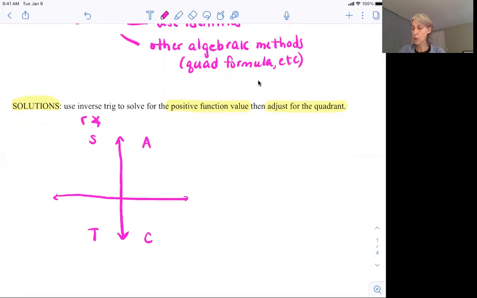Remember, it's all students take calculus. Everything's positive in quadrant 1. The sine is positive in quadrant 2. The tangent is positive in quadrant 3. And the cosine is positive in quadrant 4. I'm just going to go down here a little bit with these to give me more room to work in my picture.